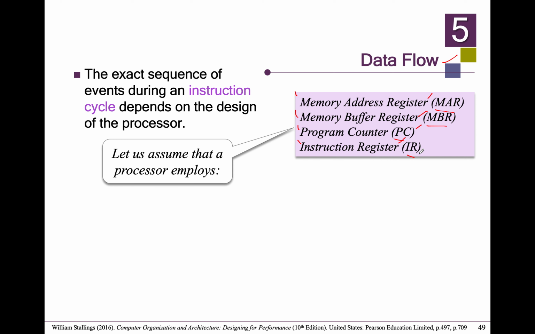Okay, then you can see over here we have the MAR, memory address register. MBR, memory buffer register. PC, which is program counter. IR is instruction register. The exact sequence of events during an instruction cycle depends on the design of the processor.